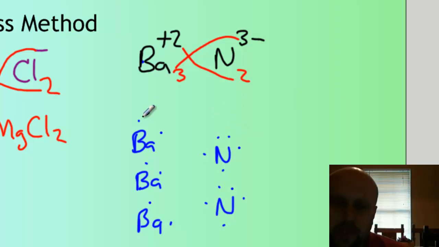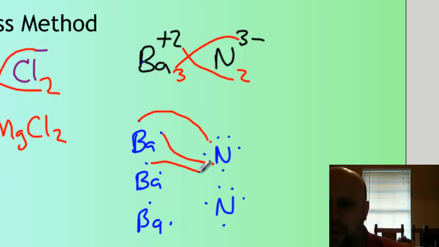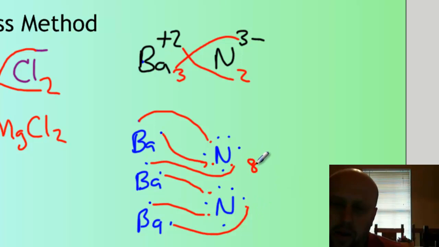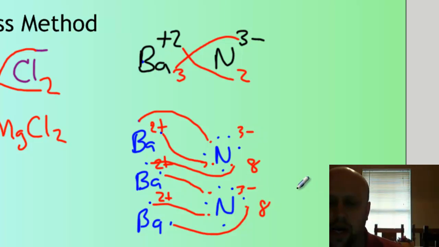Okay, and then we show the transfer of electrons. So 1, 2, 3, 4. Okay, and so we're filling all these up. And so now the nitrogens all have 8. The bariums all have 0, which means they have 8. And so then we just go back and put the charges on them. So 2+, 2+, 2+, 3-, and 3-, and now that shows the bonding.